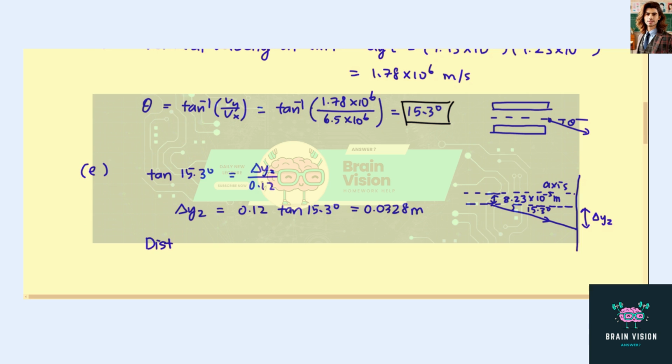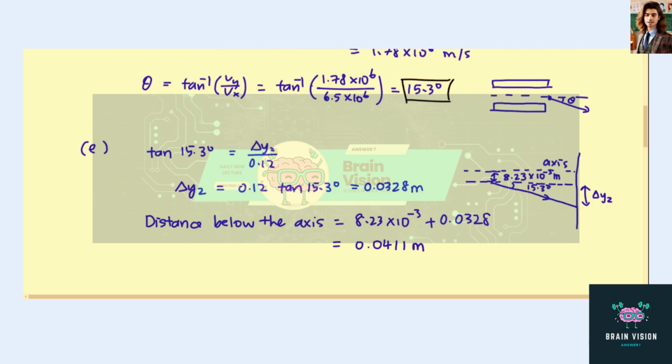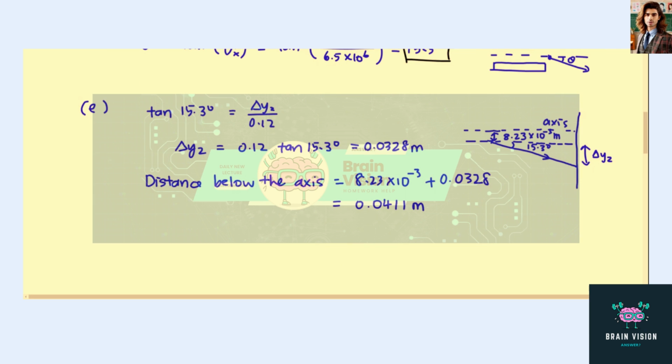Then the distance below the axis is equal to 8.23 times 10 to the negative 3 plus 0.0328. Then you get 0.0411 meters. So this is the answer for part E, and that's all for this question.